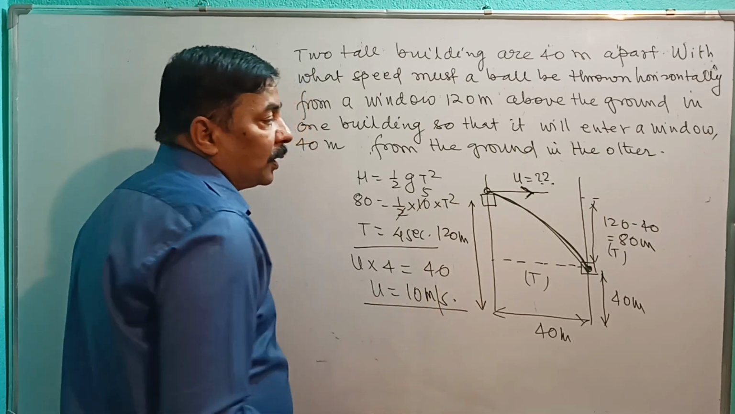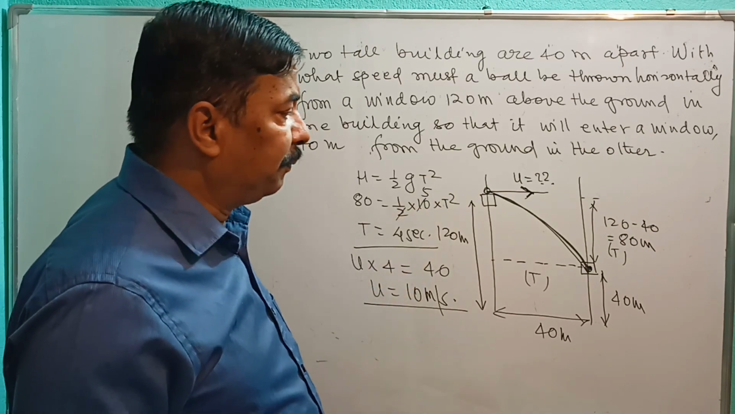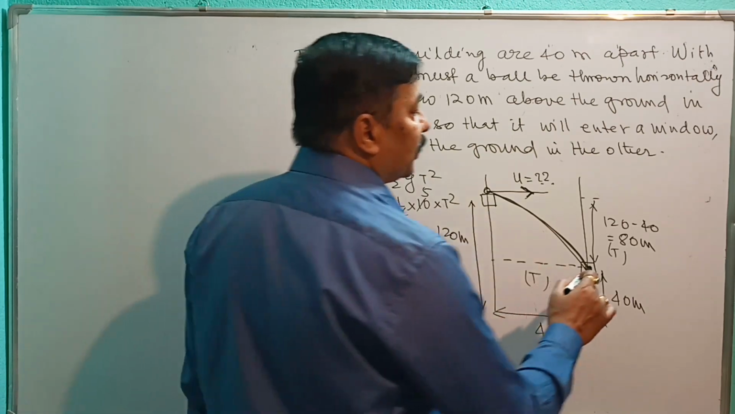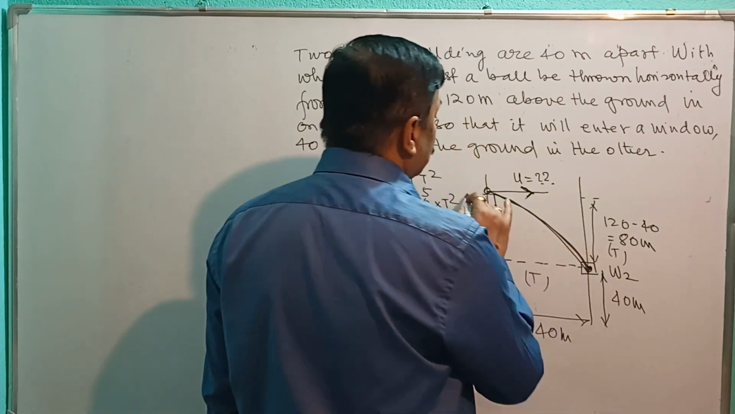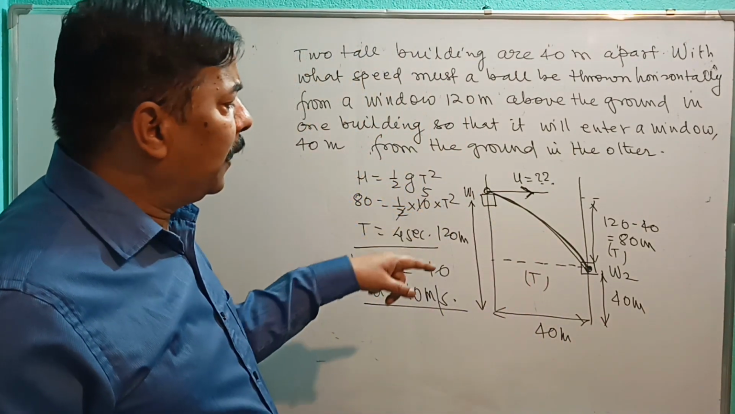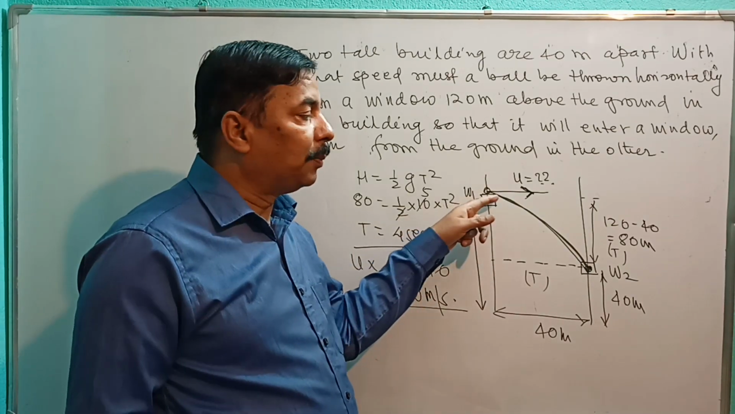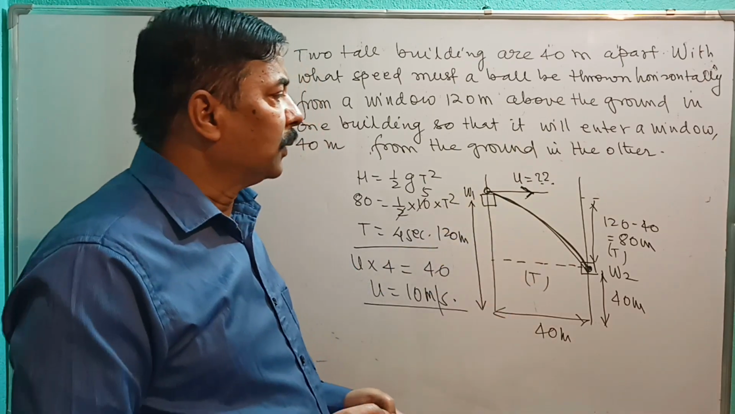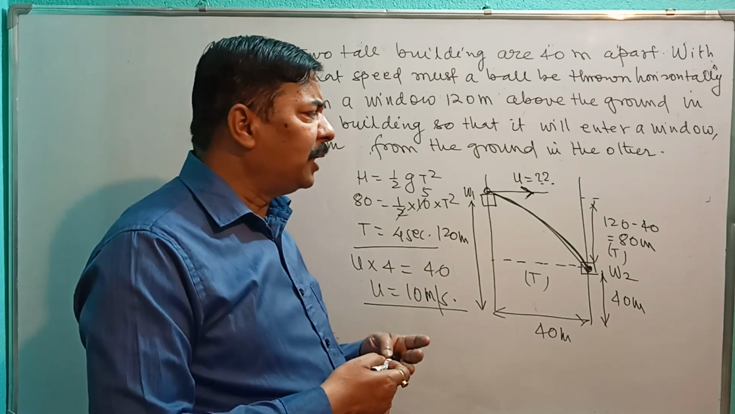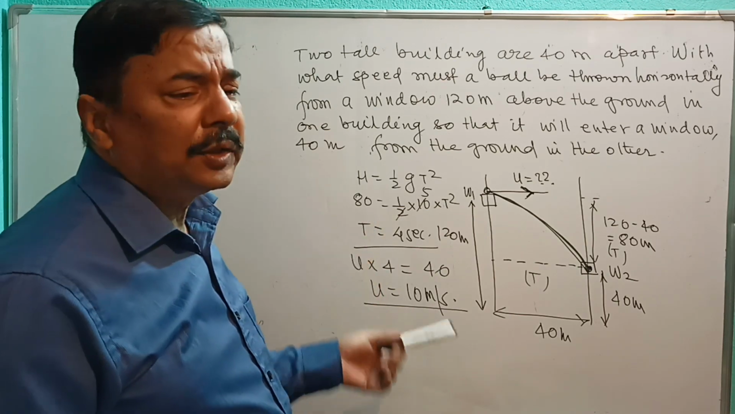What does it mean? That if you will throw the ball horizontally with 10 meter per second, and this is the condition, the ball will pass the second window. This is window number 2 and this is window number 1. So this way you are getting 10 meter per second. If the horizontal velocity 10 meter per second you are giving to the ball, it will pass the window. Here the concept of physics has been applied with the simple mathematical calculation with your equation of motion.